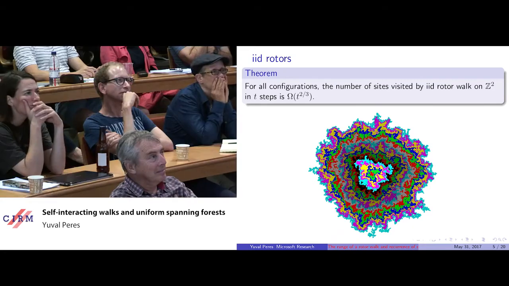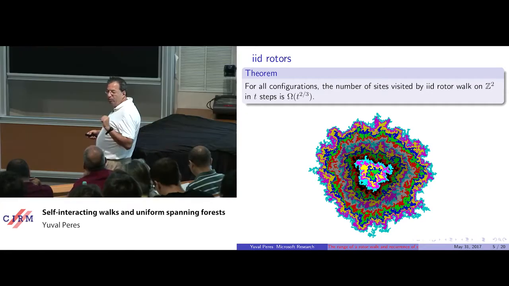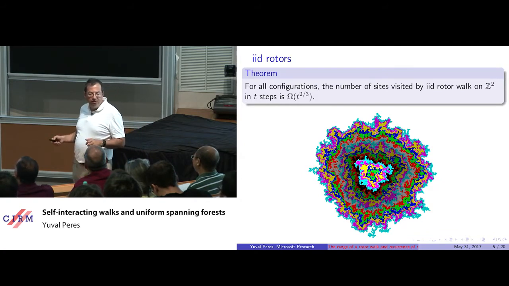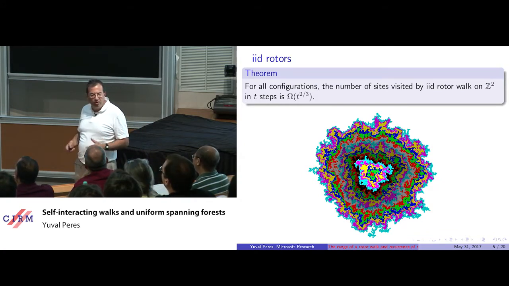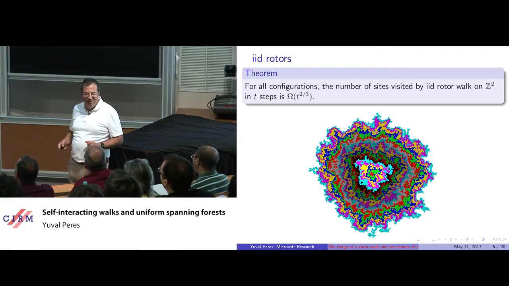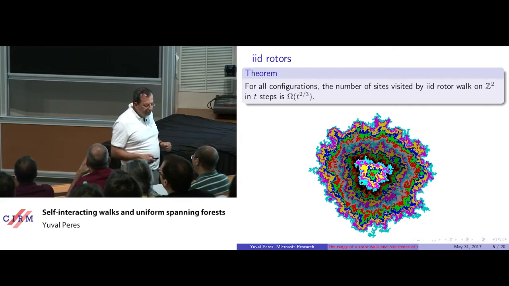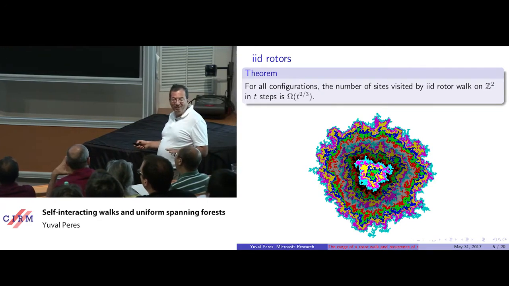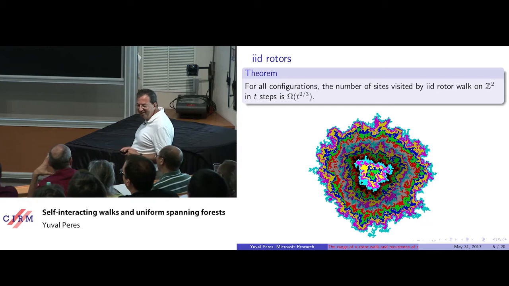The conjecture is that when you have a random configuration, this 2/3 is sharp, and simulations show the constant is very close to 6 in that case. But for random initial rotors, we have no proof that it's little o of t. So we're very far from proving a t to the 2/3.